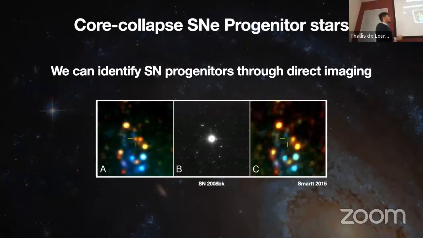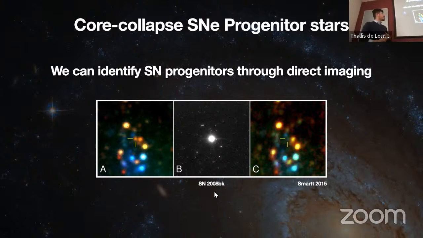So we are interested in trying to find what are the progenitors of the different types of supernovae, and what are the types of stars that generate these different spectral properties. One way of doing that is by simply looking at the supernova position before the star exploded. This was done in some cases, such as for this supernova, 2008 BK.